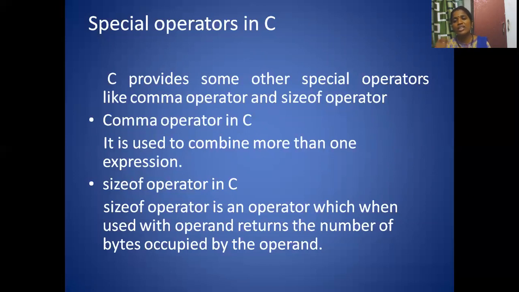Suppose if you write sizeof integer, it returns 2. The sizeof operator, when used with an operand, say sizeof a: if a is of type integer, it returns 2. If a is of type float, it returns 4. If a is of type character, it returns 1. It returns the number of bytes occupied by the operand.